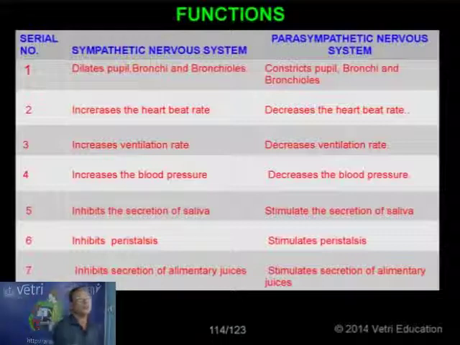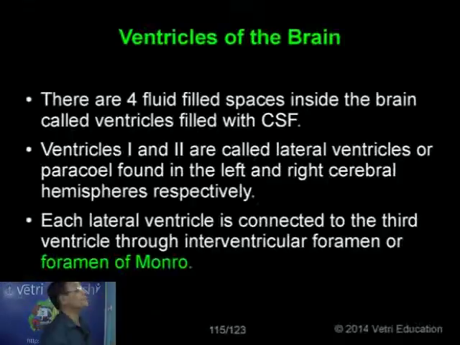It stimulates the secretion of saliva. It stimulates peristalsis. It stimulates the secretion of the alimentary canal. Whereas here, sympathetic nervous stimulation inhibits salivation, inhibits the alimentary canal secretions, and also inhibits peristalsis. So for the first four, we have an acceleratory effect, and for the next three, an inhibitory effect in the sympathetic nervous system. In the parasympathetic nervous system, for the first four we have an inhibitory effect, and for the last three an accelerative effect.